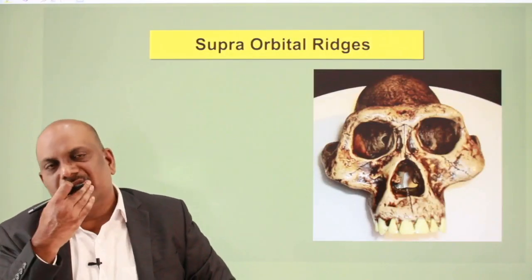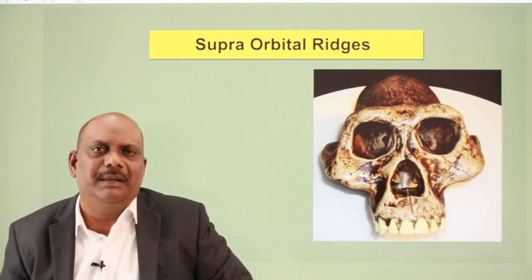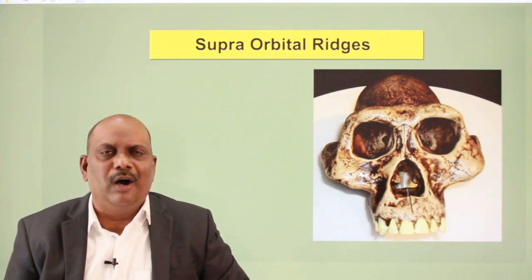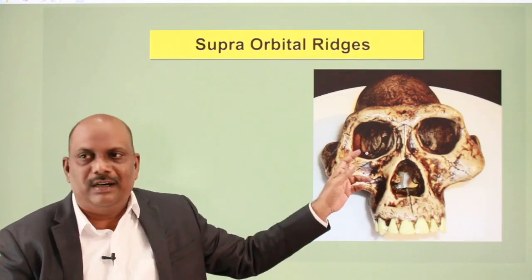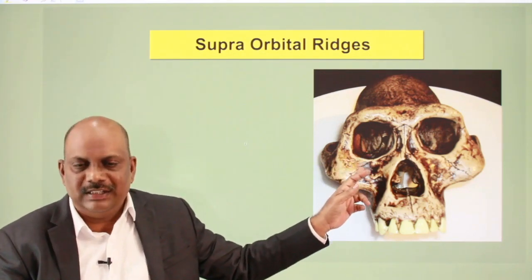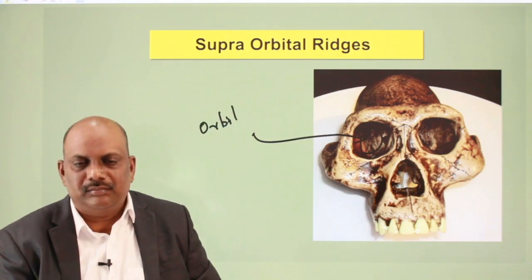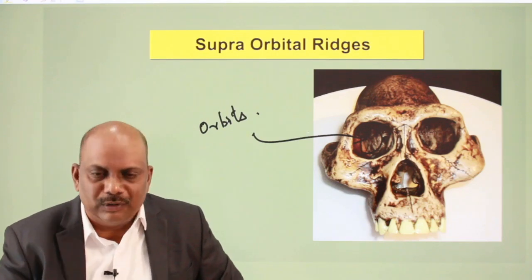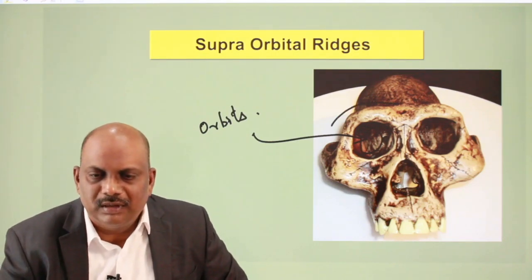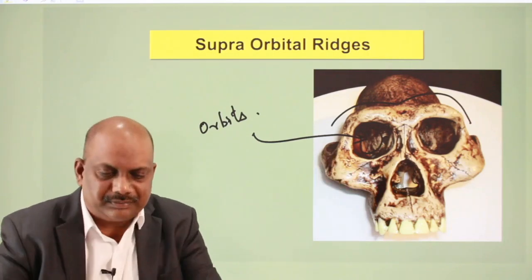So next is supraorbital ridges. Orbits. By orbit, we refer to this opening, which earlier held the eyes. These are orbits. By supraorbital ridge, we refer to the ridge-like bone which is found on the top of the orbits of Australopithecus.